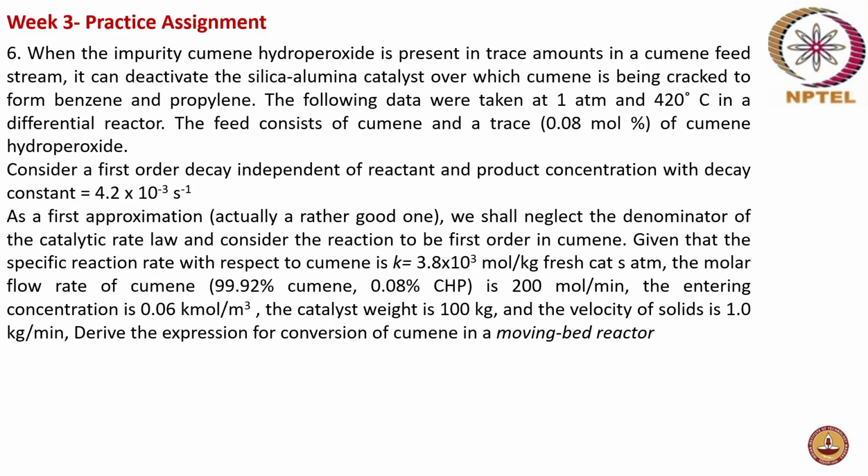The molar flow rate of cumene... the cumene purity is 99.92%, and the trace impurity is 0.08%. The molar flow rate of this is 200 mole per minute. The entering concentration is 0.06 kilomole per meter cube. The catalyst weight is 100 kg, and the velocity of solids is 1 kg per minute.